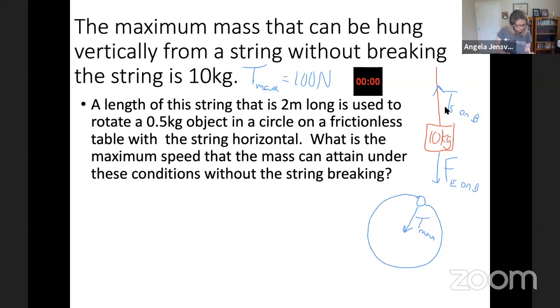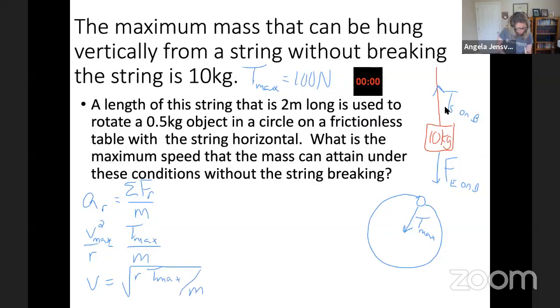So let's use Newton's second law in the radial direction. So in the radial direction, you know acceleration's v squared over r. And the sum of forces in this particular case, when we look at our force diagram, the only radial force we have is tension. And we specifically want the maximum tension. And if we solve for the speed, that would correspond to the maximum speed, right? Maximum tension corresponds to maximum speed. So solve for maximum tension, maximum speed, and you get the square root of radius times max tension over mass.